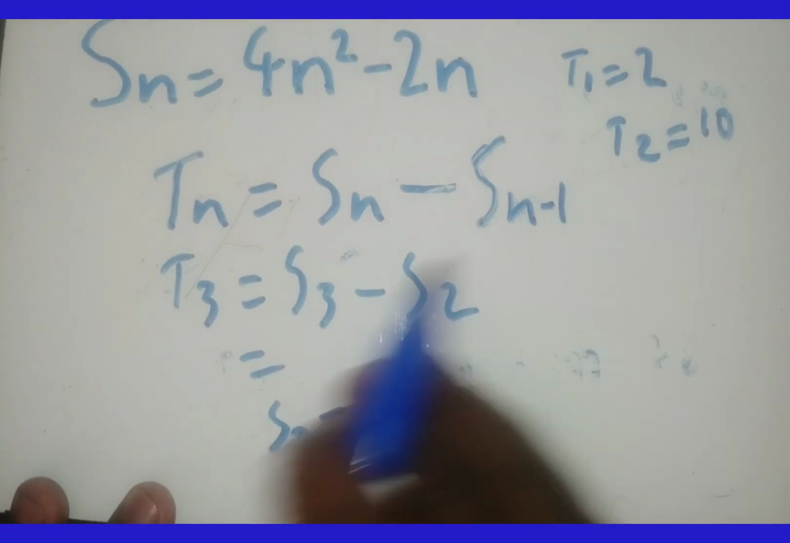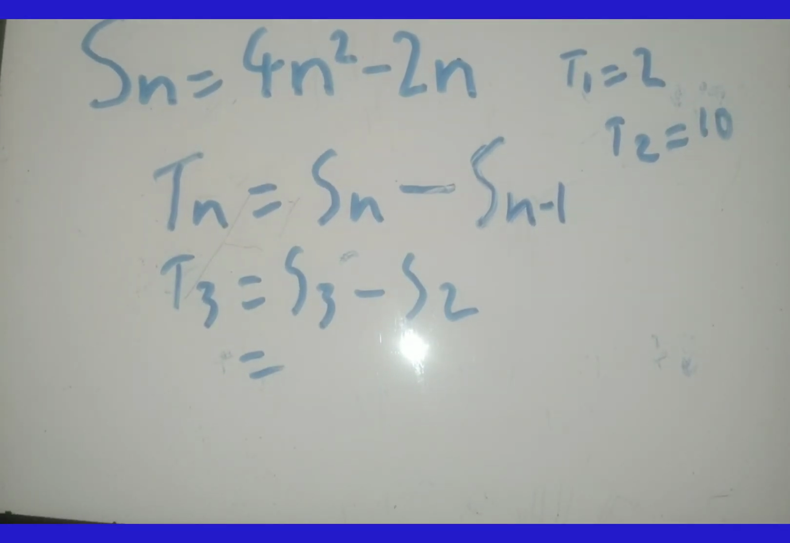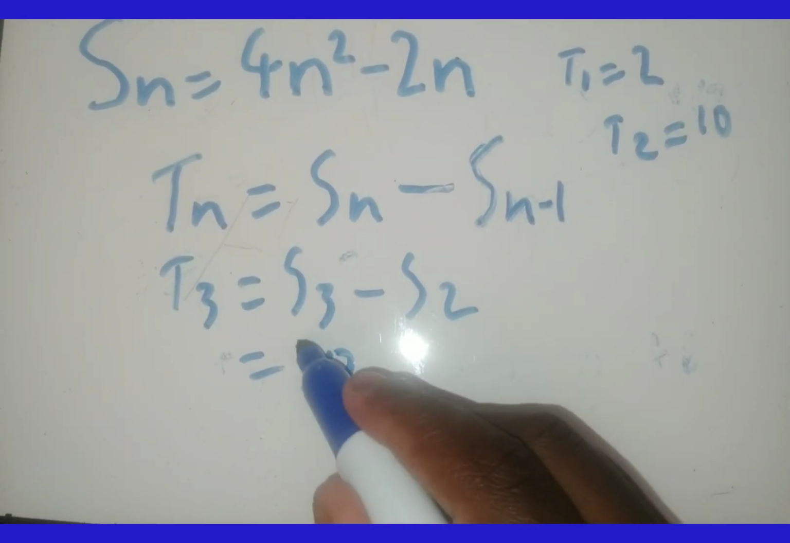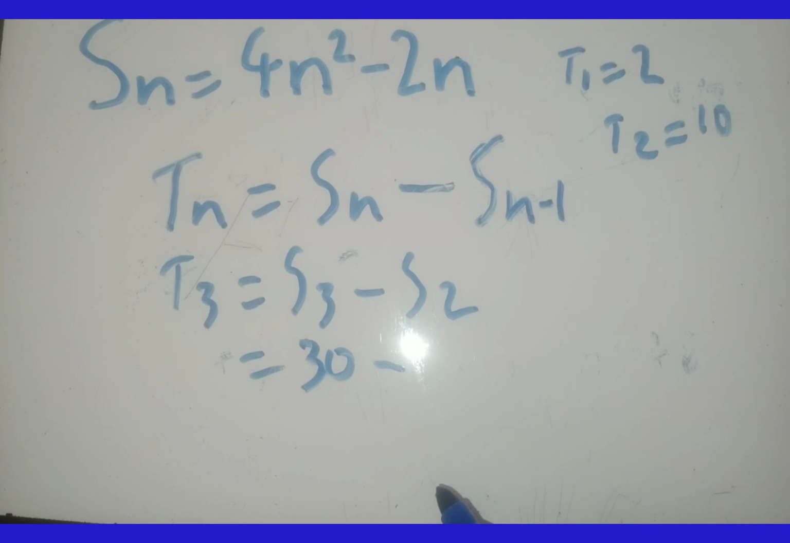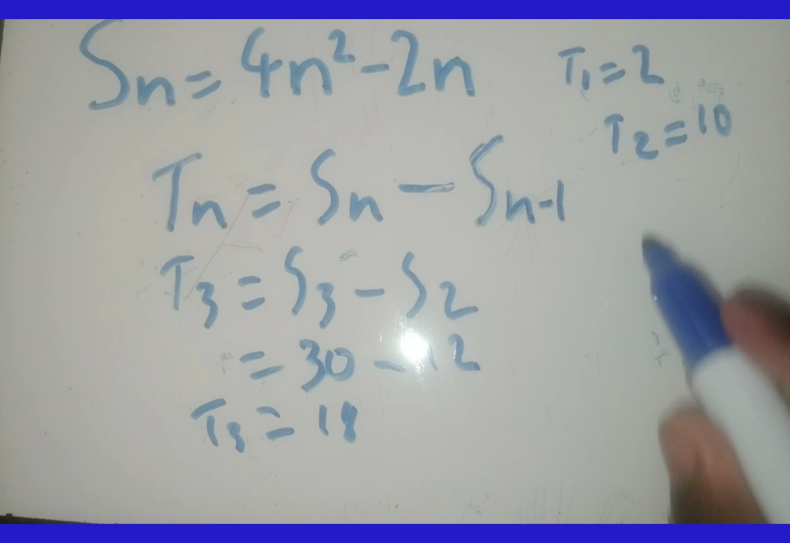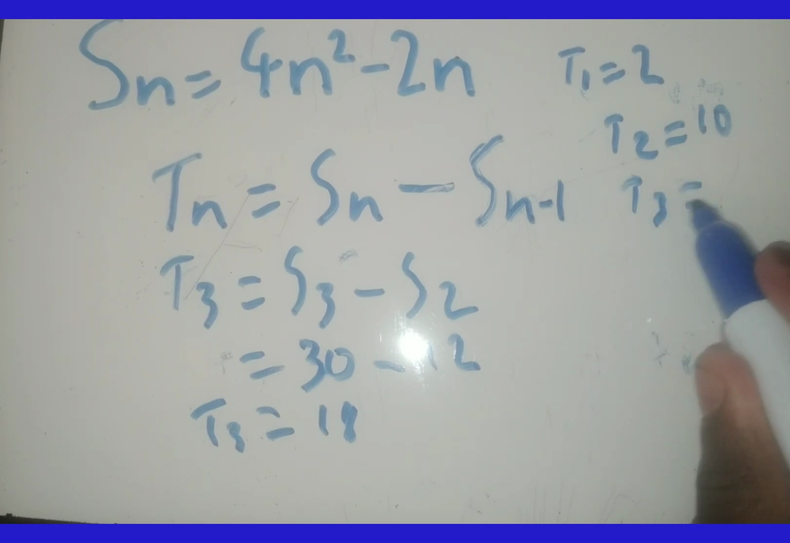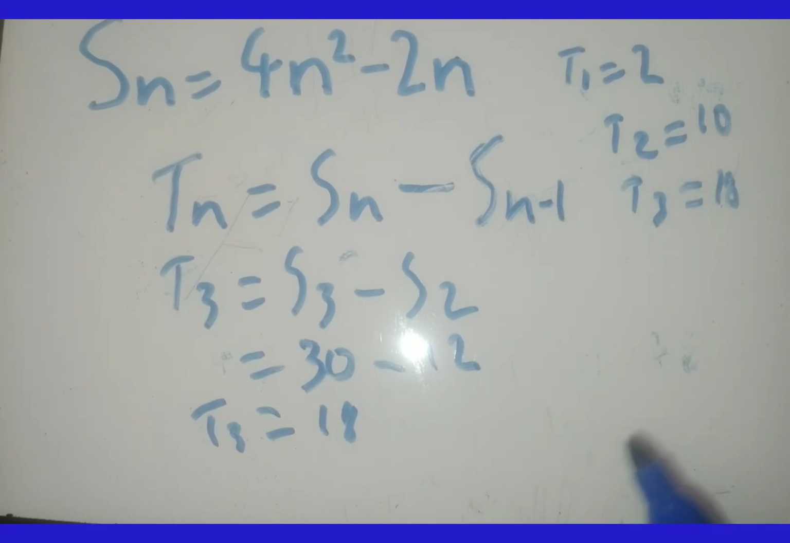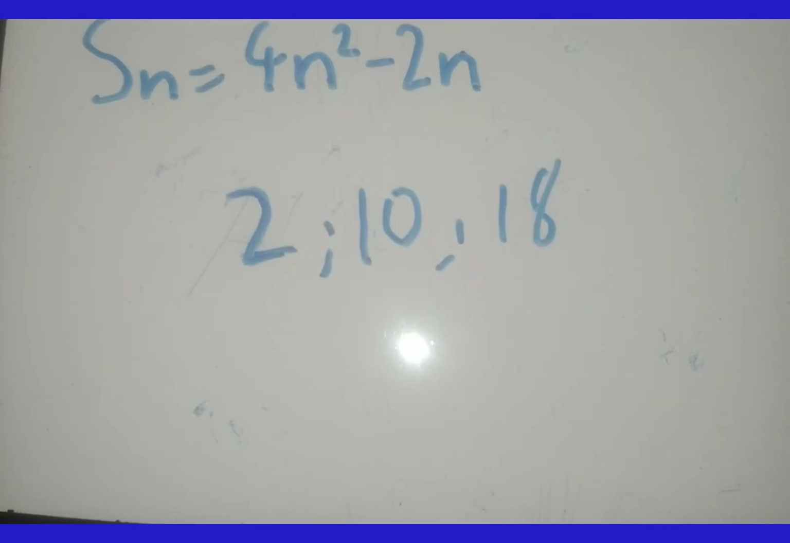So since we found S3 to be 30, we can proceed with the formula. It's 30 minus S2, which was 12. So this should be 28. Yep, should be. No, it can't be 28. It should be 18. Okay, so it should be 18. Therefore T3 is 18. So we found the first three terms. We found term 1, term 2, and term 3.